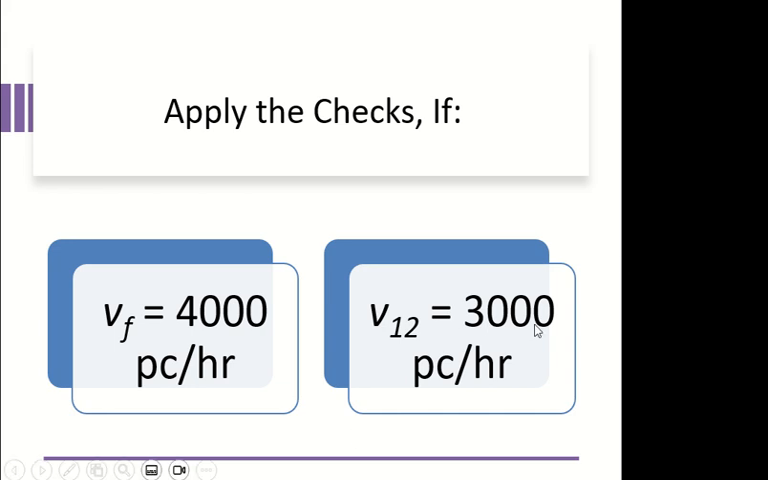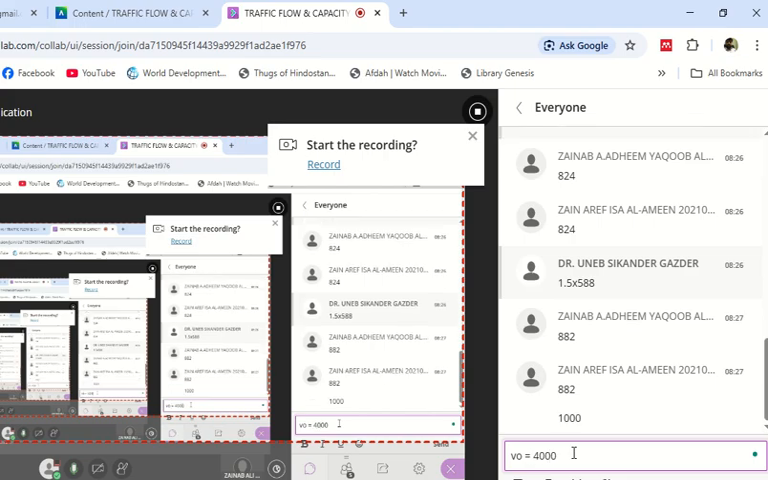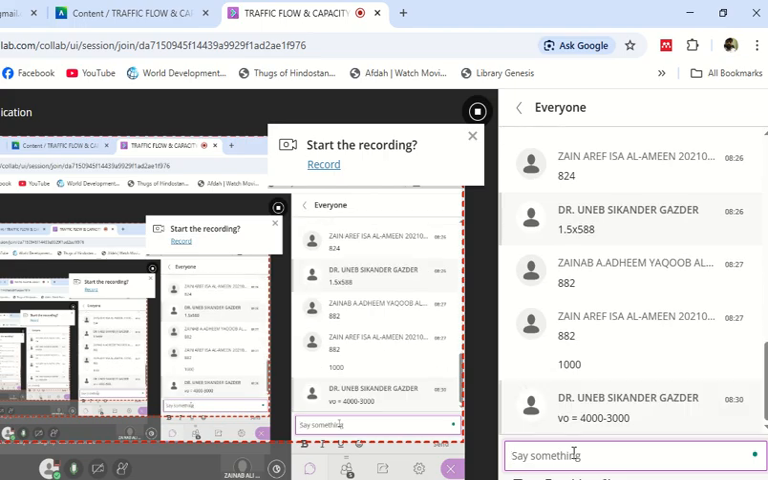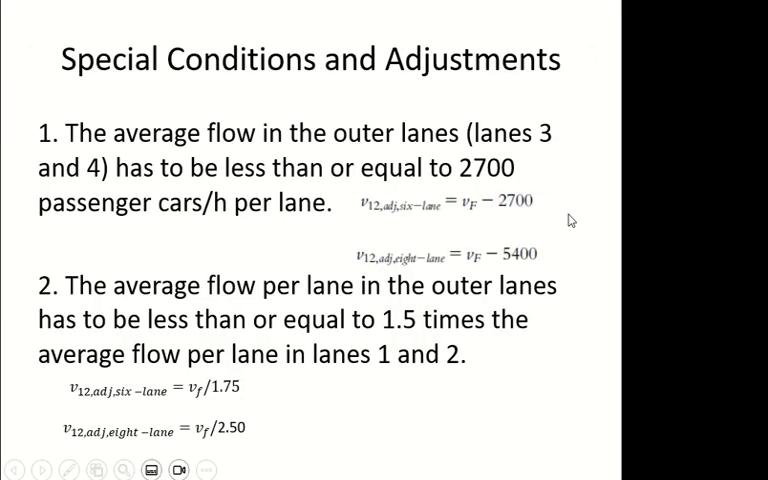Outer lane is what is remaining from V12. That will be outer lane. If I say V0, then it will be 4000 minus 3000, so my outer lane flow is 1000. Since outer lane is only one, we have 1000 in the outer lane. If I apply the first check, the outer lane flow is less than 2700. It's only 1000, so this check is satisfied and I don't need to recalculate.